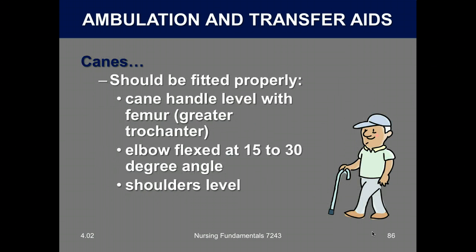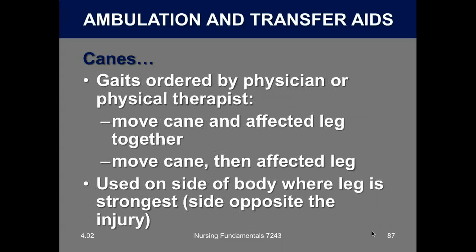It should be fitted properly, which means the cane handle is at the level of the femur, which is the greater trochanter. The elbow is flexed at a 15 to 30 degree angle, and the shoulders are level. Gaits are ordered by the physician or the physical therapist. You move the cane and the affected leg together. Then you move the cane, then the affected leg.